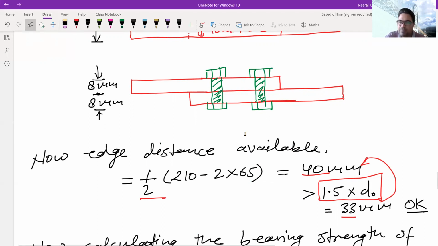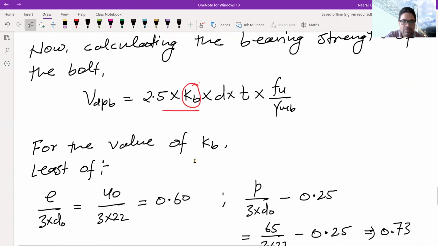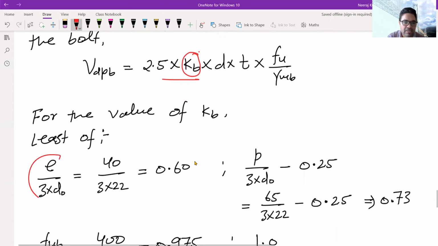So now after providing the pitch and edge distance, I will check the actual bearing strength. As I said earlier, we were not able to find out bearing strength because we didn't have the value of P and E. So now we got the value of P and E, and we will be finding the bearing strength. So the bearing strength formula is there. The main factor which we need to calculate, which is based on pitch and edge distance, is KB. So KB is the least of E by 3 into D naught, and so on. E is the edge distance.